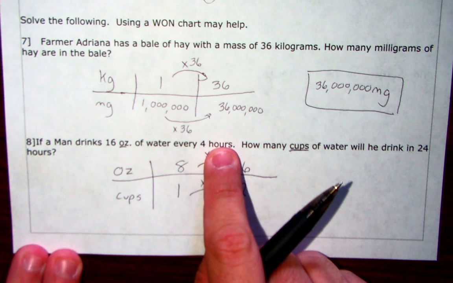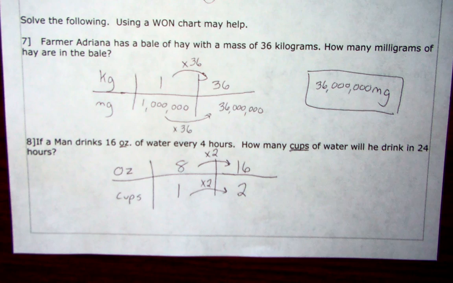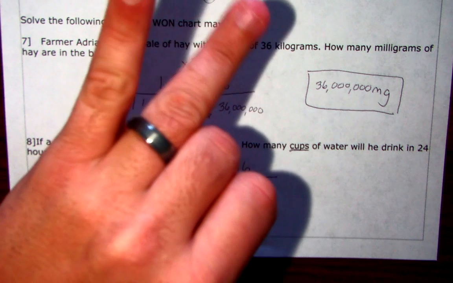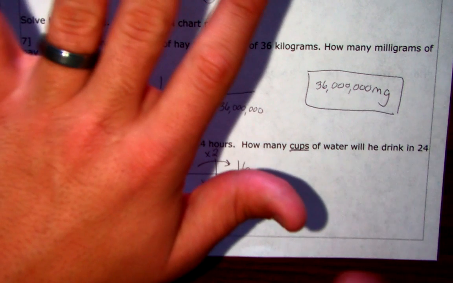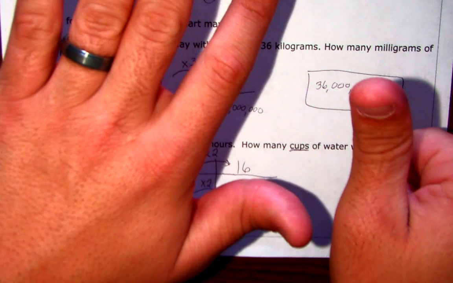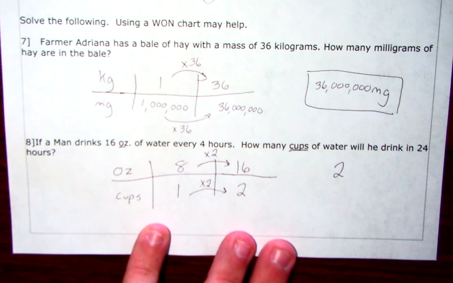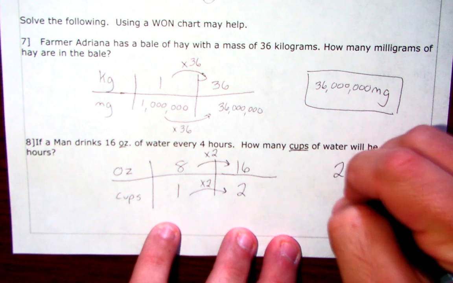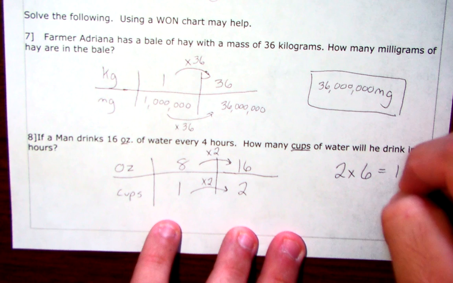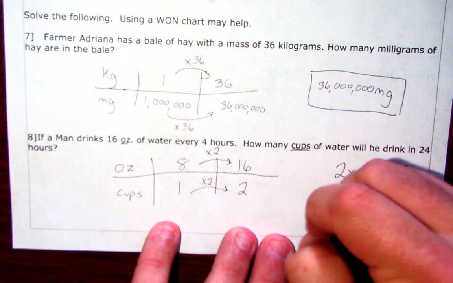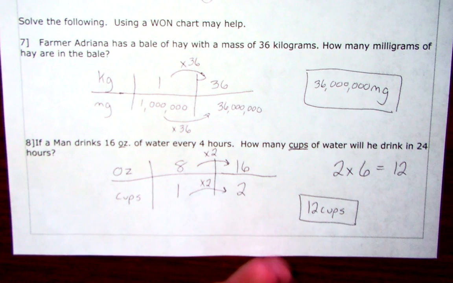Well, my question is, how many 4-hour periods will fit into 24 hours? Well, let's see. 4, 8, 12, 16, 20, 24. So there are 6 4-hour periods. So if he drinks 2 cups of water every 4 hours, and you have 6 4-hour periods, what is 2 times 6? 12. So this guy drinks 12 cups of water every 24 hours, which means he is very well hydrated.